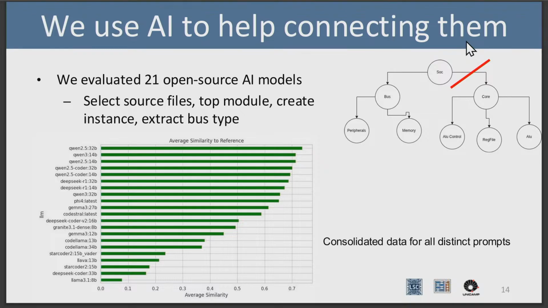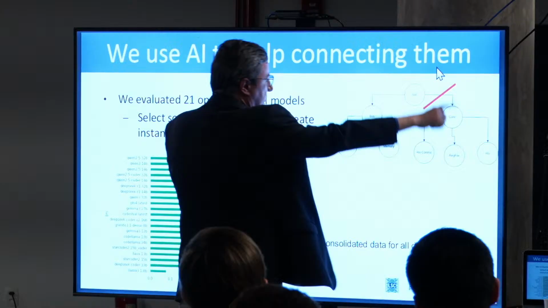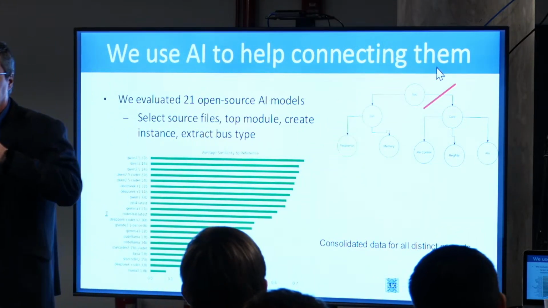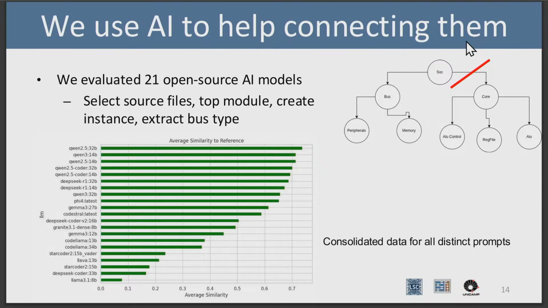We are also using AI to help connect the processor to our infrastructure. Indeed, some of the processors are provided with an SoC, and we need to cut the specific core out of the internal SoC and bring it to our device. We evaluated 21 open source AI models to select the correct source files, the minimum necessary source files, select the top module, create an instance, and extract the bus type, because they have multiple bus types, including custom bus types, and try to connect it to us. And we have a paper on this that we are writing right now.